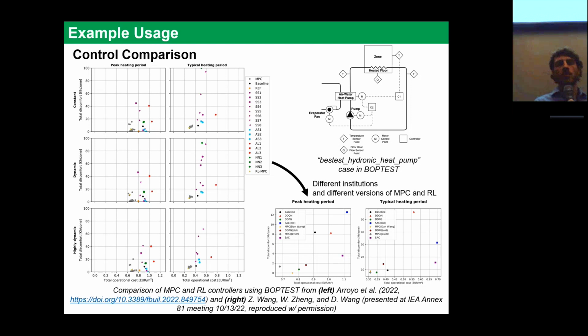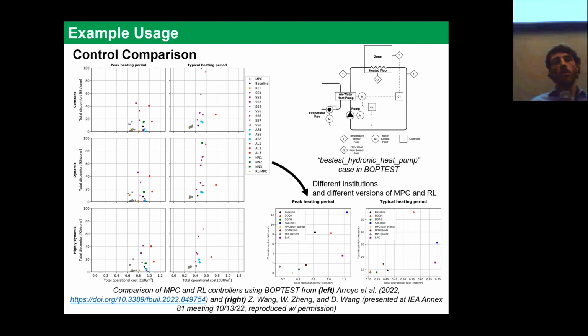And what this is showing on the left is a study that was done by Arroyo et al. at KU Leuven. You basically see two columns of plots there. On the left is what's known as the peak heating period, which is one of the time period scenarios that we have available for this model. It's a 2-week period that covers the peak heating load. And on the right side is a more typical heating period, which is a 2-week period that covers a medium level heating load.